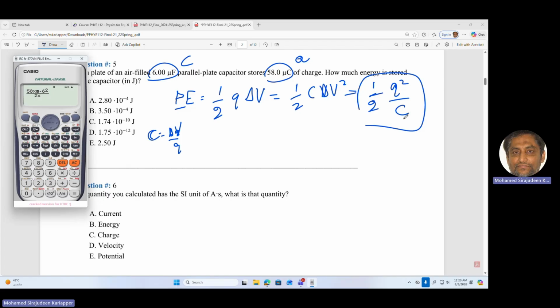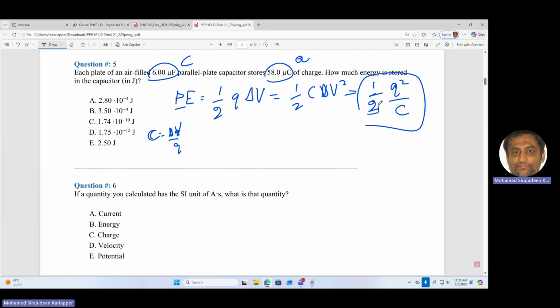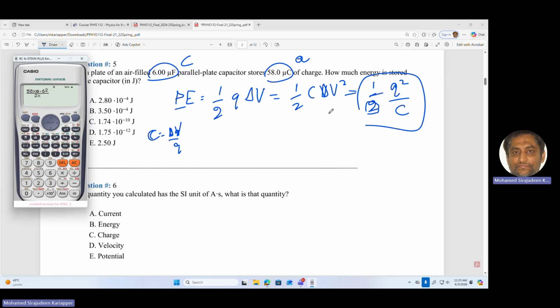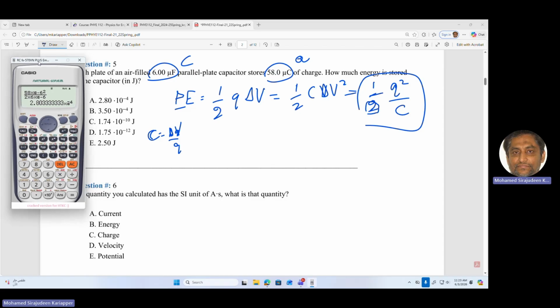No, Q squared over C. No, there's a 2 here. I bring this 2. Okay, multiply by C, how much? 6. You see, the beauty is, no, it is squared. Okay, 2 multiplied by, what is the 6 microfarads? 6 exponent, micro means minus 6. Let's see. Yeah, I got the same answer, hopefully.